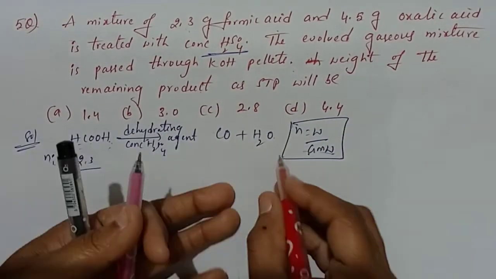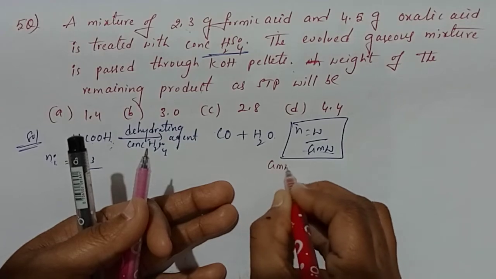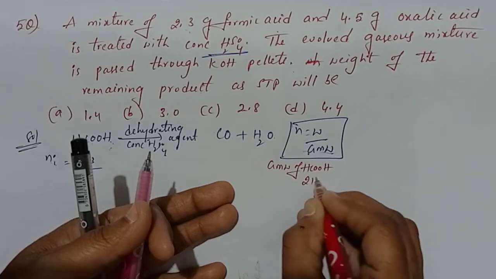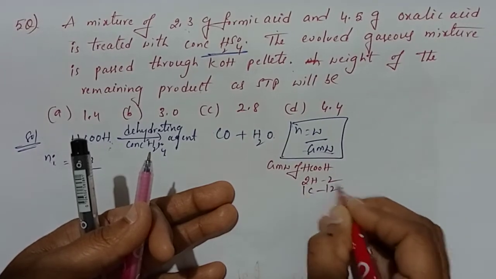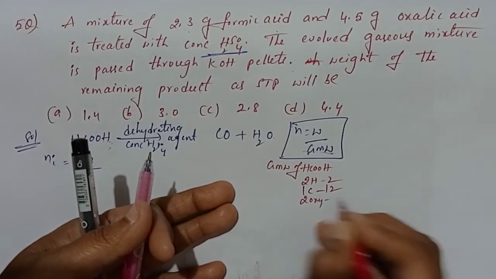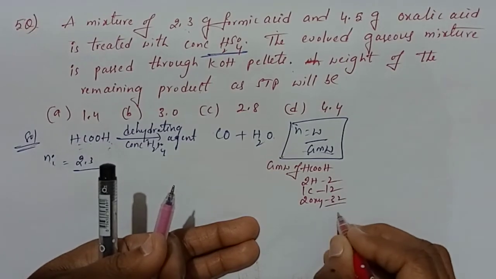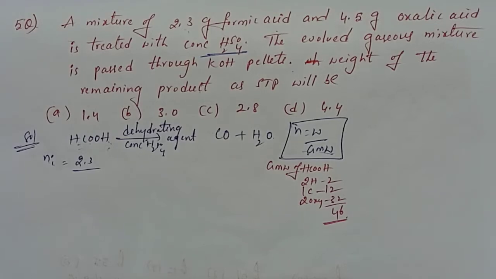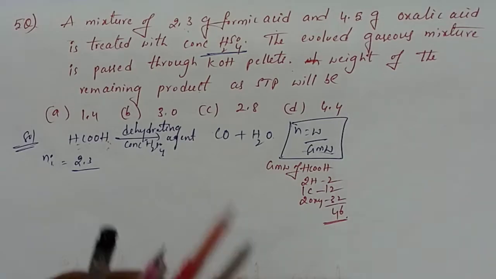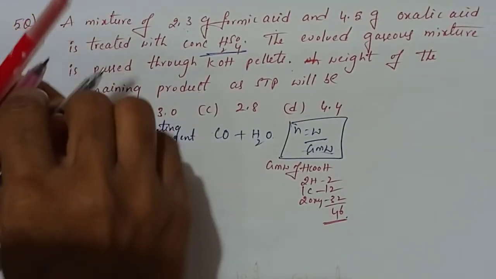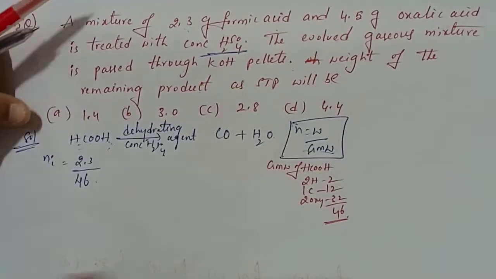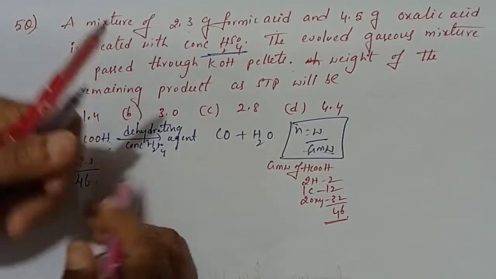What is the gram molecular weight of formic acid? Okay, calculate, students. 2 hydrogens 2, 1 carbon 12, 2 oxygens 32, total 46. Clear this one? So how much, students? Total 46. Okay, correct. So 2.3 by 46.